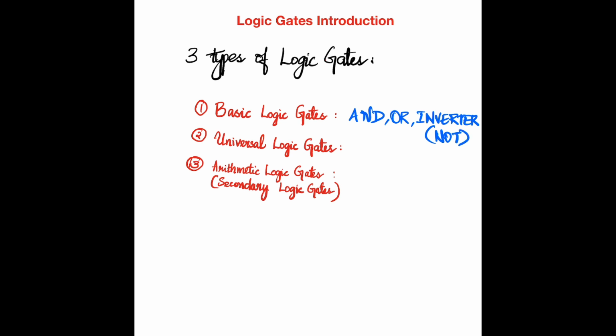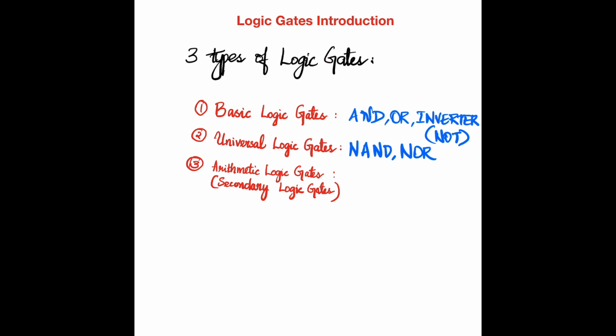Coming to the second category, we have universal logic gates. Universal logic gates are NAND gate and NOR gate. The reason these gates are called universal logic gates is because every other gate can be made using NAND gate or NOR gate. The third category is arithmetic logic gates.